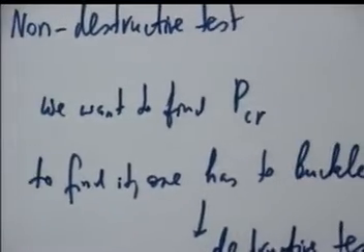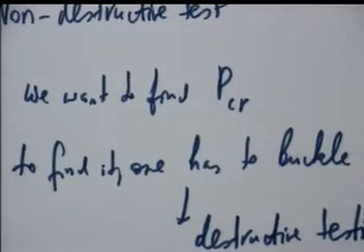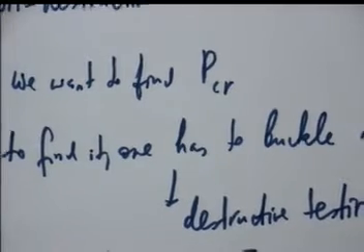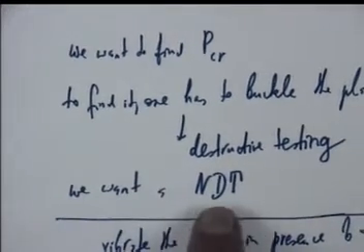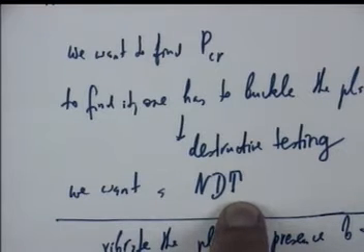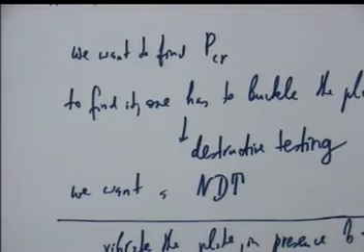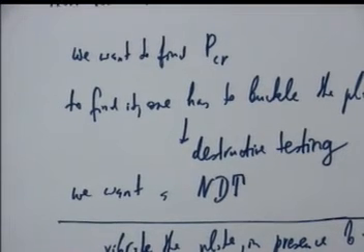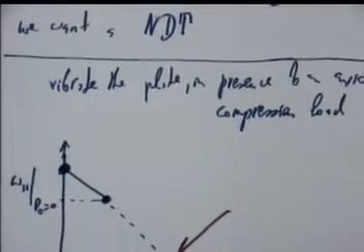Now, we want to find P critical, if it is possible, without buckling. So we want a non-destructive test, if it is possible. We always want to have a non-destructive test, is it right? An EKG, for example, is a non-destructive test. I mean, it doesn't change anything in the body. Now, what we get here is as follows.